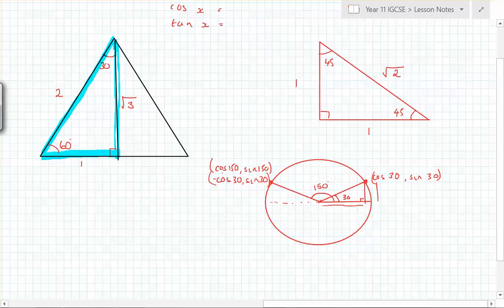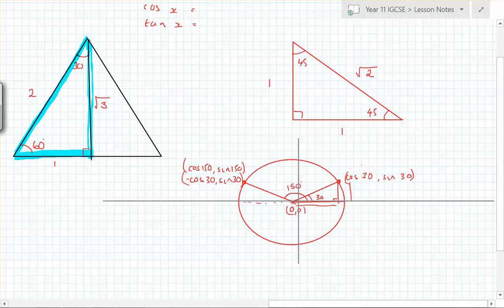So why is it negative cos 30? Someone explain? Praxia? Yeah, so if we take that as 0, 0 in the middle, it's like having a set of axes. So if I draw a set of axes down the middle, it's like if that side is positive cos, this side must be negative, the same value. Okay? So it's a quick recap, but things we have met before.